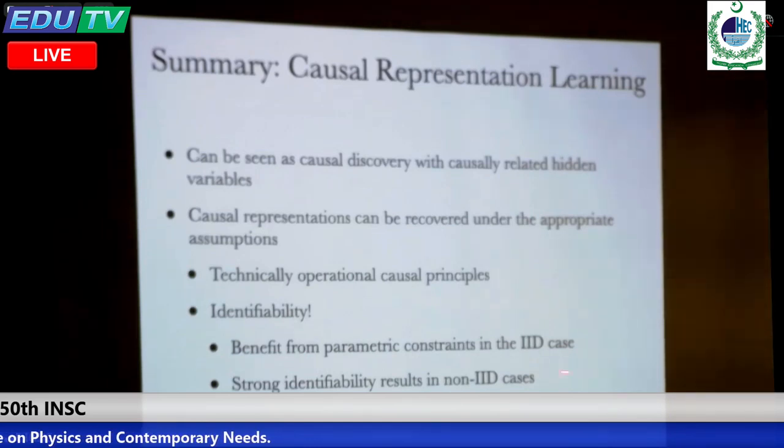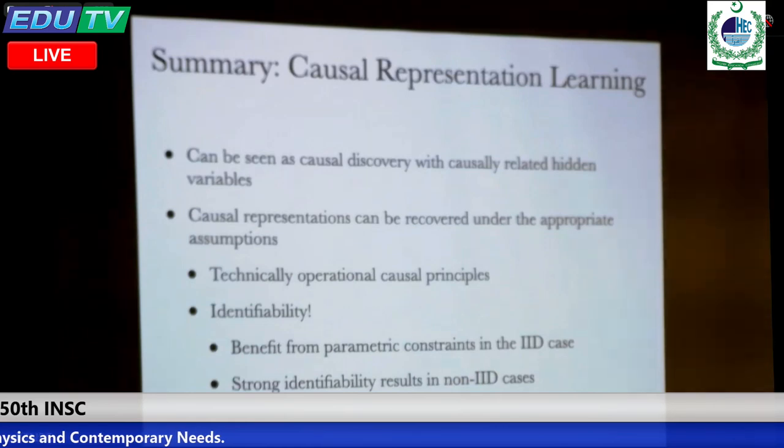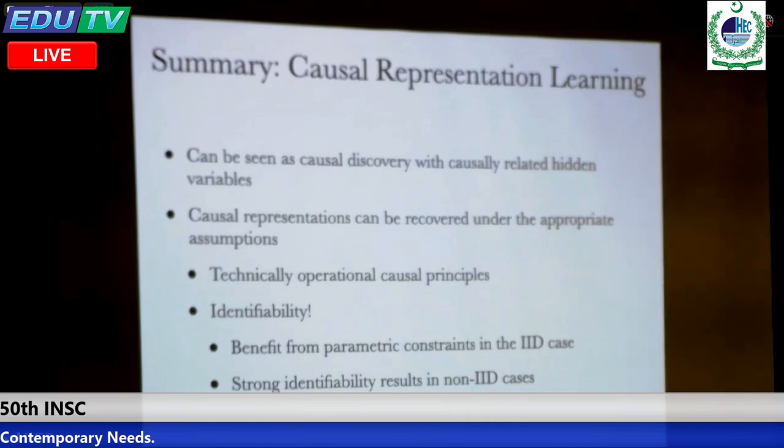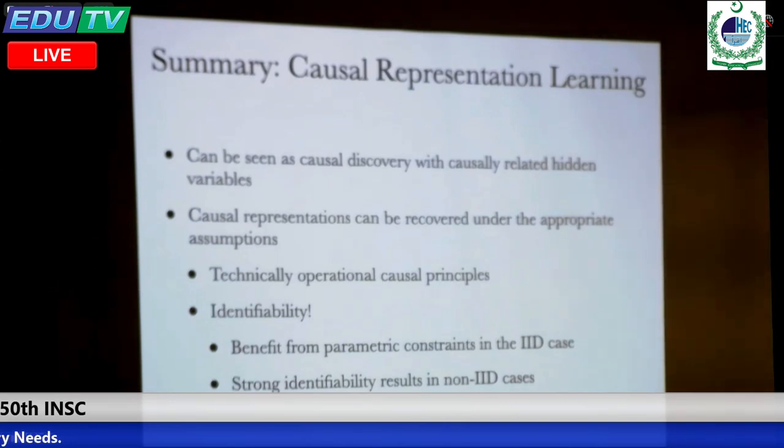And in the non-IID case, generally speaking, you have stronger identifiability because you have more information. By more information, I mean you can have multiple distributions or you can have time or temporal constraints, right? Future cannot cause the past. Okay, so this is for this part. If you want to see details, please just refer to the papers or just email.